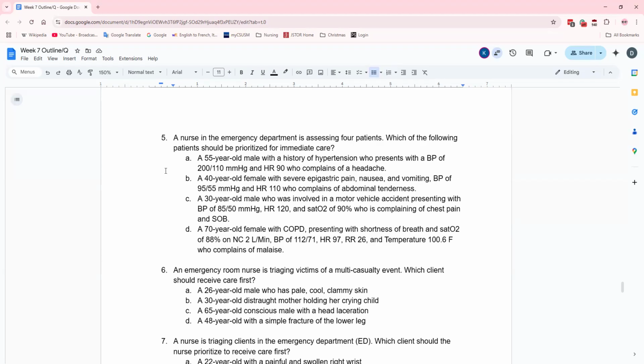And then D is a 70-year-old with COPD, presenting with shortness of breath, SpO2 of 88 on 2 liters, BP of 112/71, heart rate 97, respiratory rate 26, temperature 106, who complains of malaise.